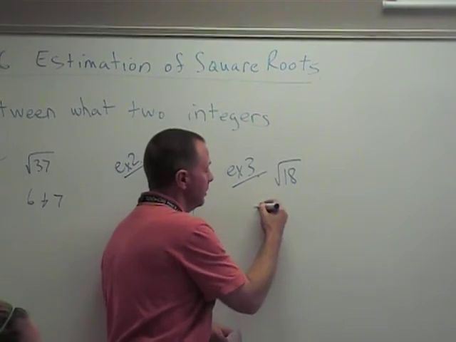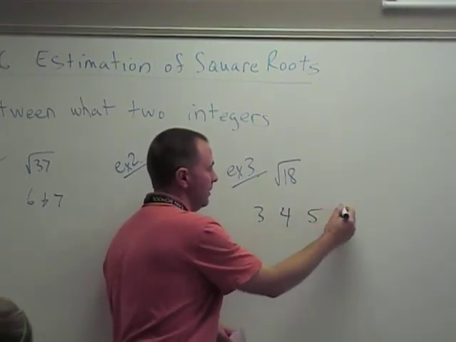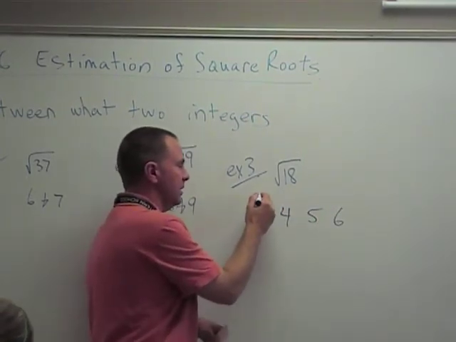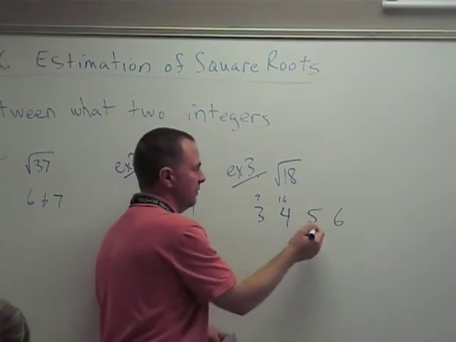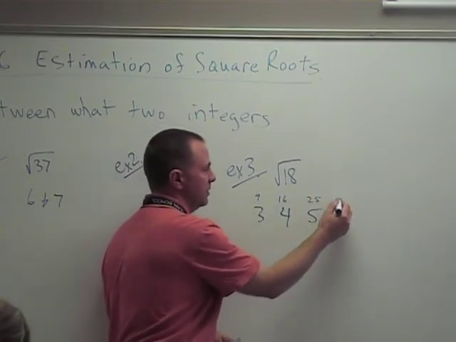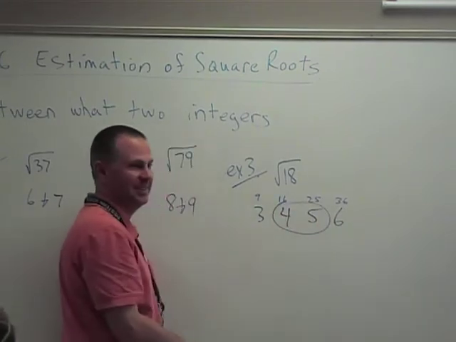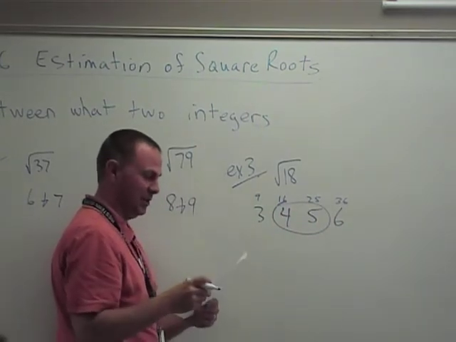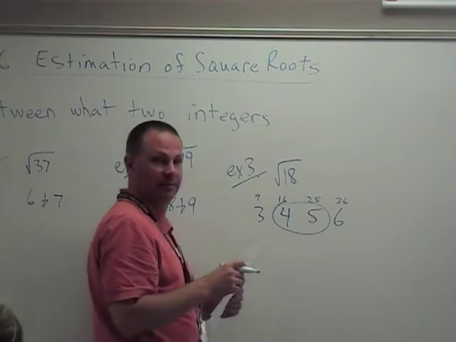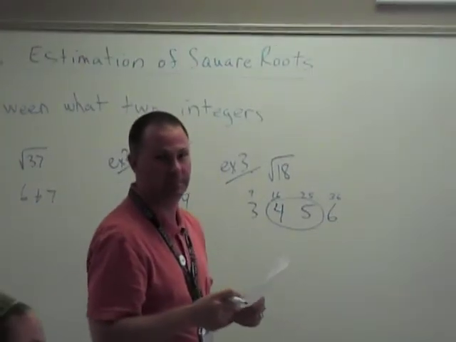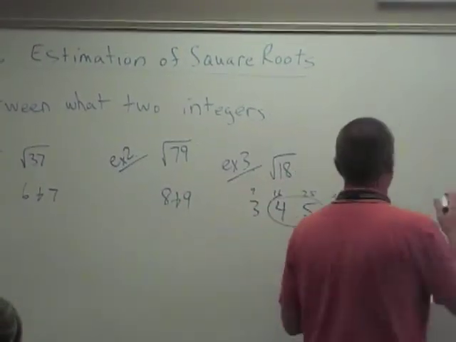3, 4, 5, 6. 3 squared is 9. 4 squared is 16. 5 squared is 25. 6 squared is 36. 4 and 5. There we go. Alright.